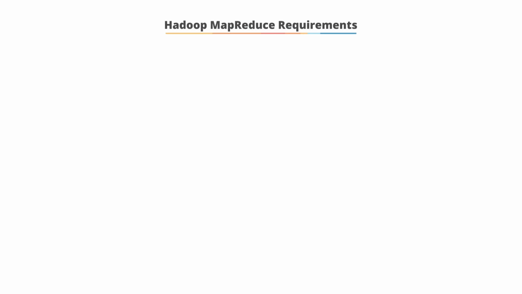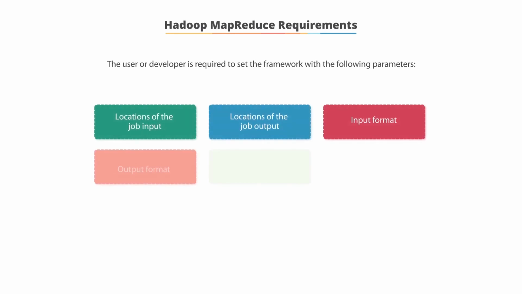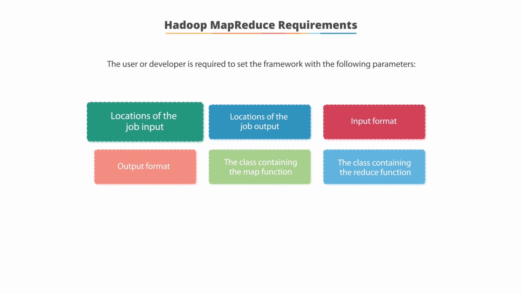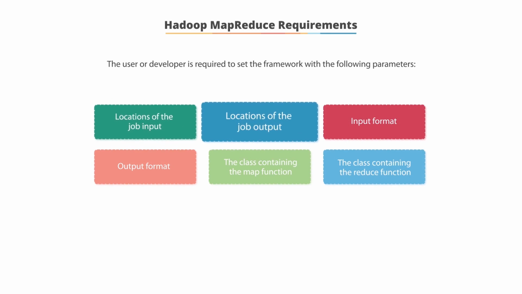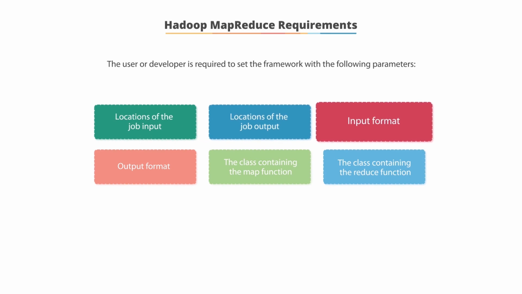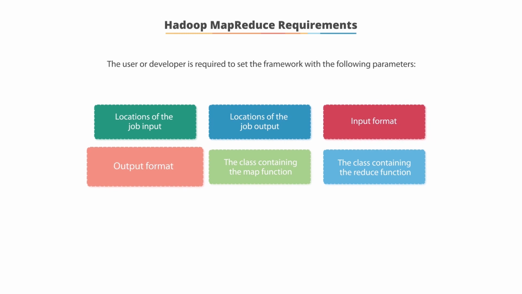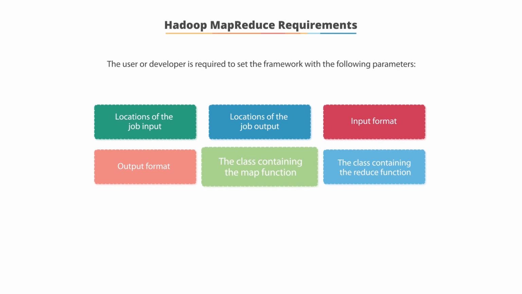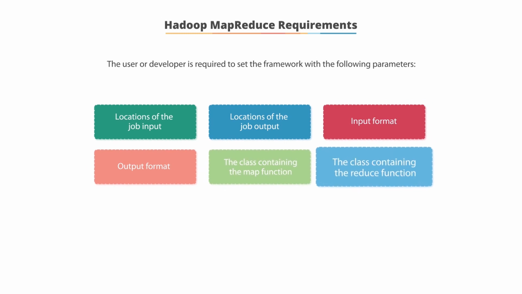The Hadoop MapReduce requirements. The user or developer is required to set up the framework with the following parameters: the locations of the job input in the distributed file system, the location of the job output in the distributed file system, the input format to use, and the output format to use. Define a class containing the map function, and then a separate class containing the reduce function, which is optional.